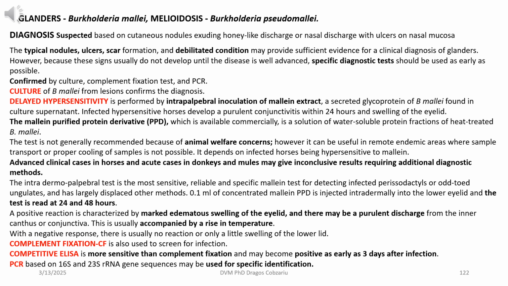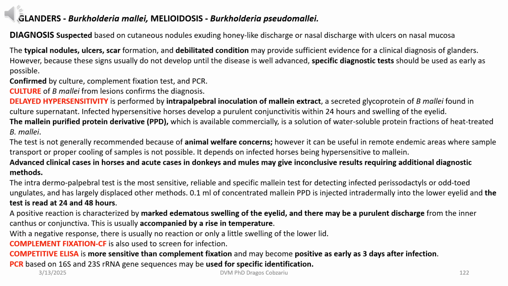0.1 ml of concentrated mallein PPD is injected intradermally into the lower eyelid and the test is read at 24 and 48 hours. A positive reaction is characterized by marked edematous swelling of the eyelid, and there may be a purulent discharge from the inner canthus or conjunctiva. This is usually accompanied by a rise in temperature. With a negative response, there is usually no reaction or only a little swelling of the lower lid.